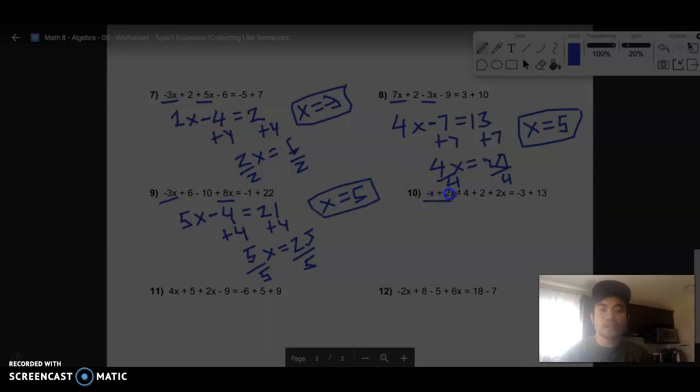Negative x plus 2x is x. X plus 2x is actually 3x. Now, negative 4 plus 2 is negative 2. Negative 3 plus 13 is 10. Okay, now I'm going to add 2 on both sides, and I should get 3x equals 12. And how do I find x? Well, I have to divide by 3 on both sides, and I should get x equal to 4. So make sure you guys pause the video because we're going to do the last 2 questions, okay?